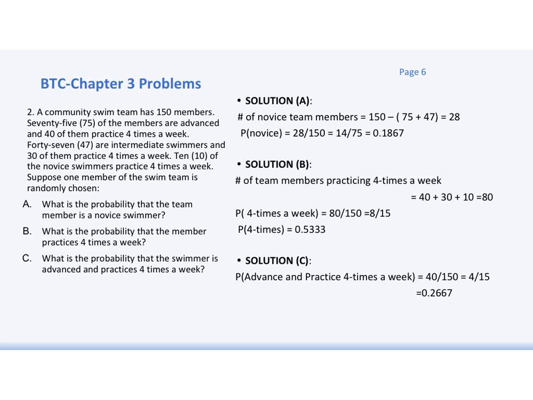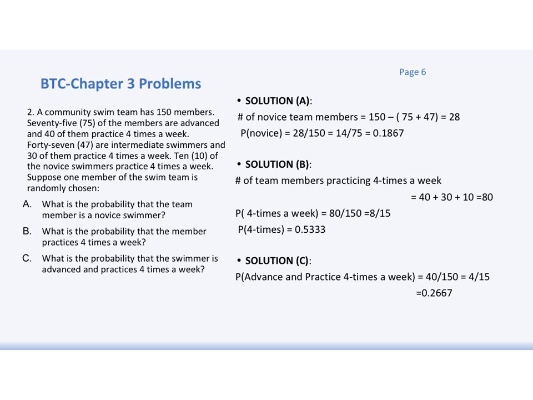Now we have Chapter 3, a second problem. A community of swimmers. We have a swim team that has 150 members. 75 of the team members are advanced and 40 of them practice 4 times a week. 47 are intermediate swimmers and 30 of them practice 4 times a week. 10 of the novice swimmers practice 4 times a week. Suppose one of the members of the swim team is randomly chosen.